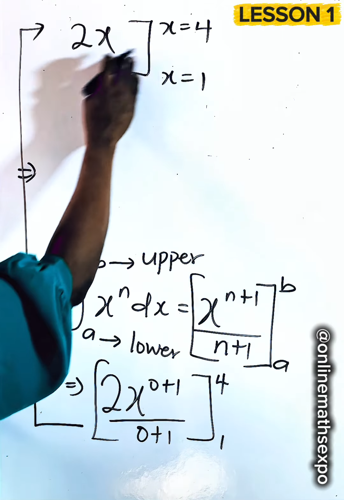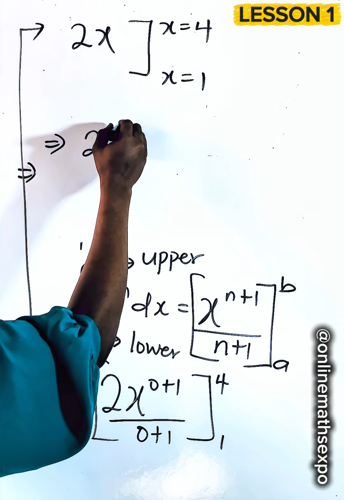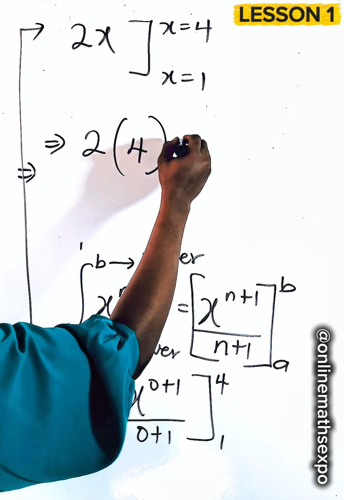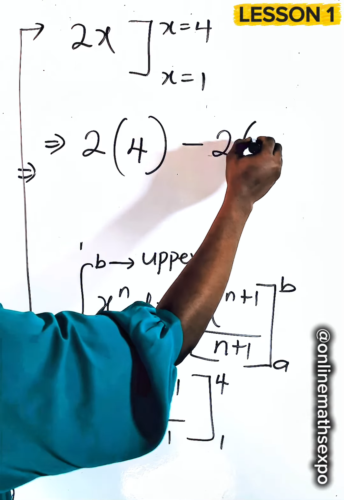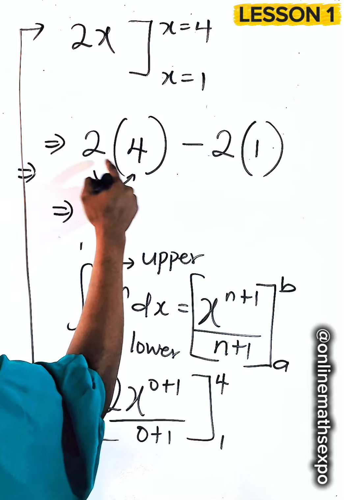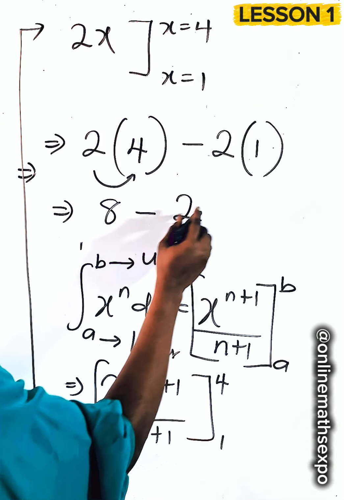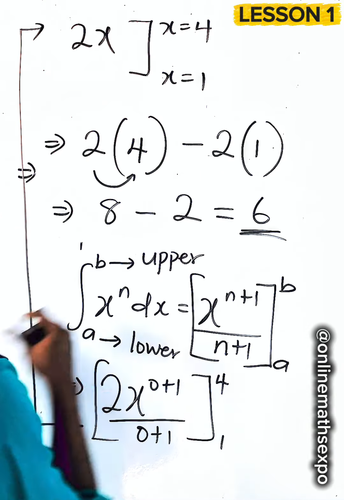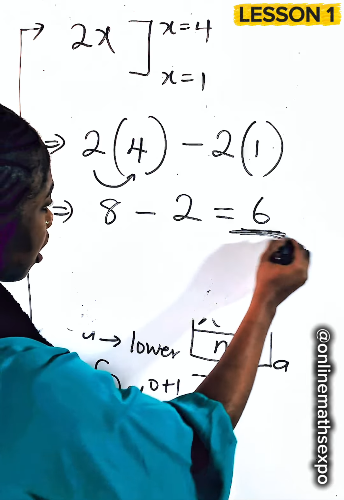So what we do is to put in the x value here. If you do that, we have 2 into our x, which is 4, minus the lower: 2 into our x, which is 1. Simplify: multiply this, it gives you 8, minus multiply this, it gives you 2. And 8 subtract 2 gives us 6. So for integrating the function, we have the value 6.